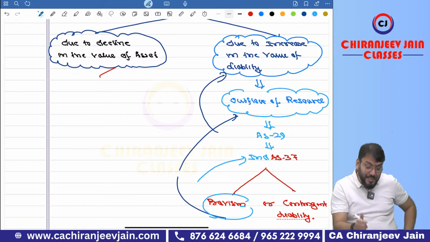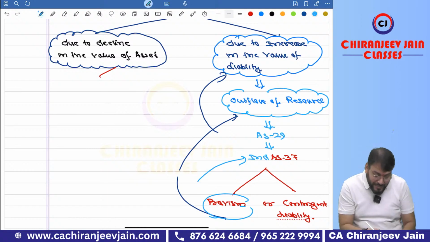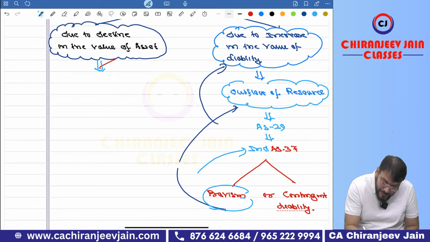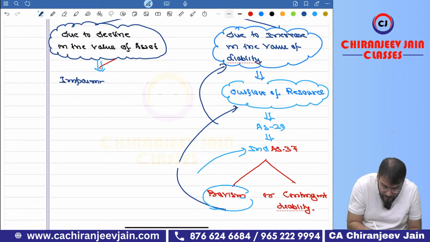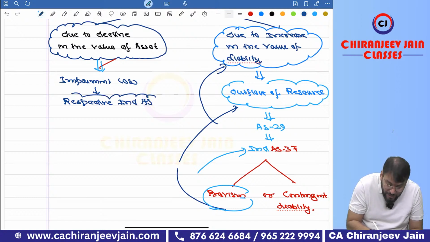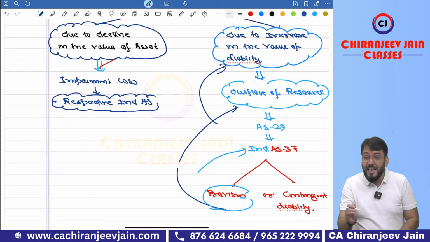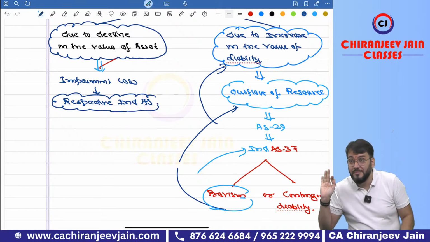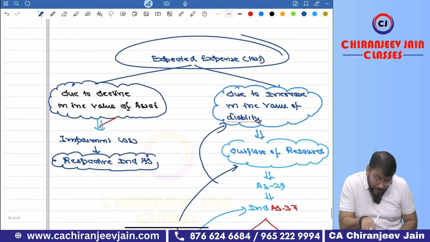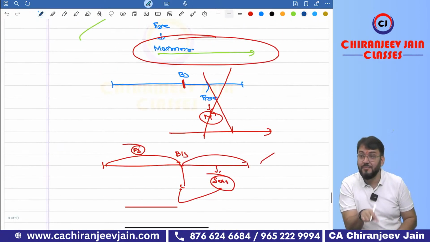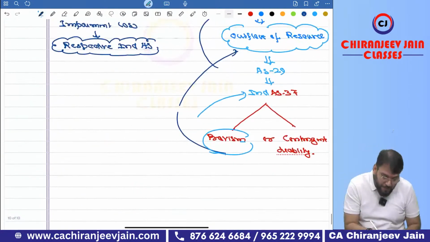Impairment loss is a decline in the value of an asset. We call it impairment loss, and it will be covered in the respective Ind AS. This is not covered in Ind AS 37, even though it arises from contingencies only. Examples are what?